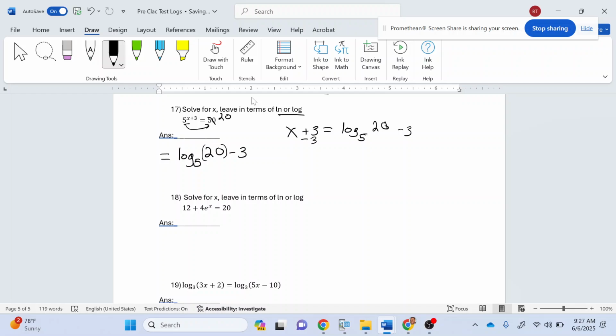All right. Next one. So this one over here, minus 12, minus 12. 4e to the x equals 8. Divided by 4, divided by 4. E to the x equals 2. Now, because e, I got to bring it to the other side. Yes. So this is going to be, I got to bring the e to the other side. That's going to be the base of a log, which is ln 2. So the answer for this one is just ln 2.